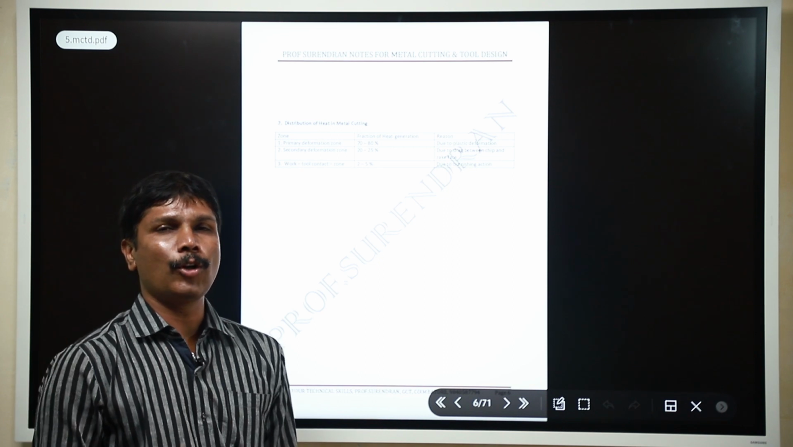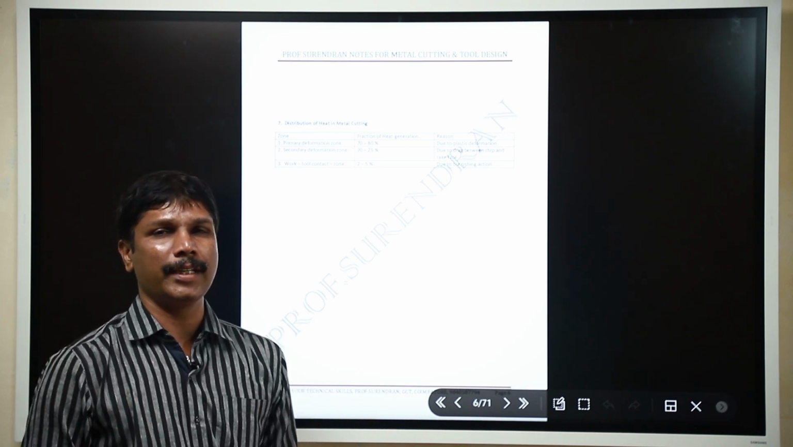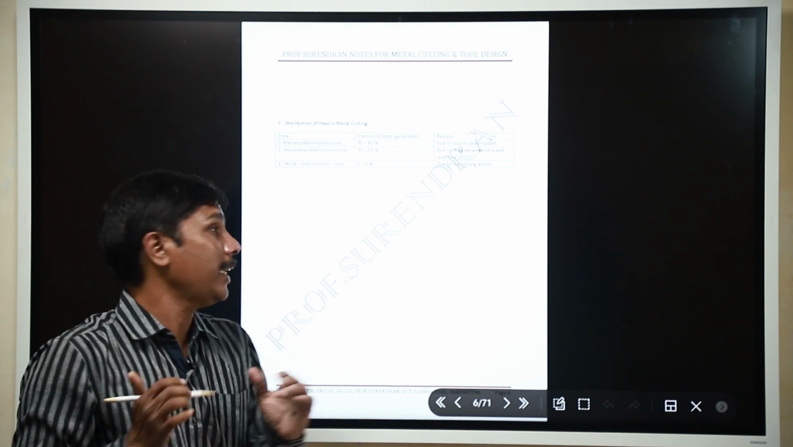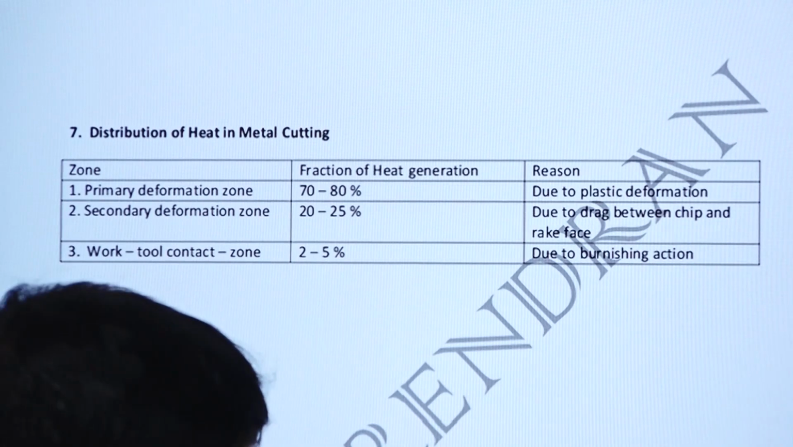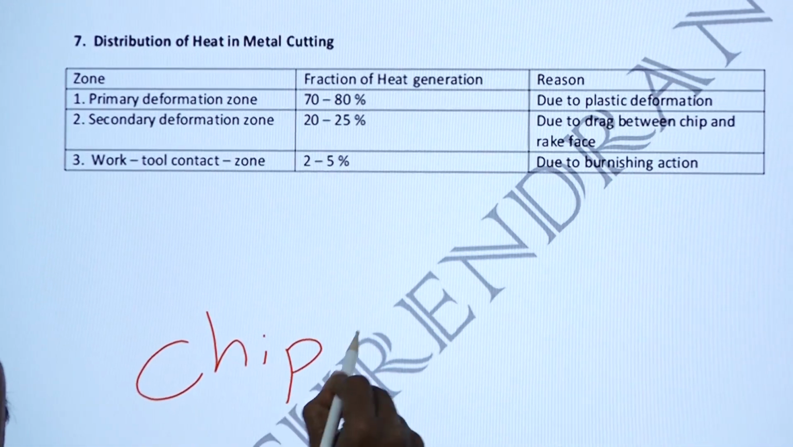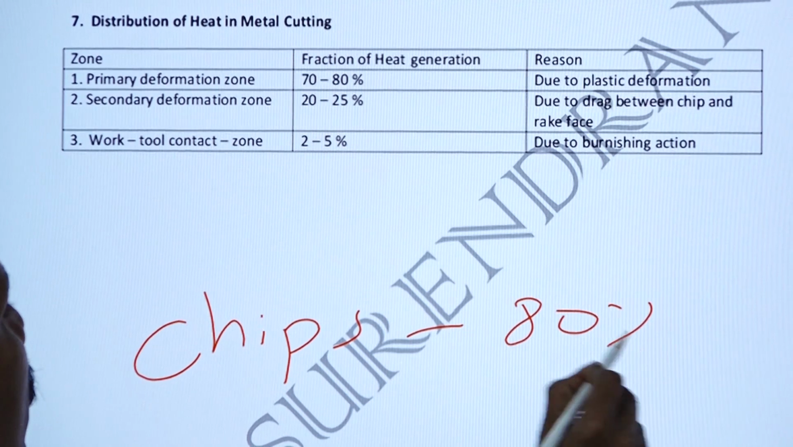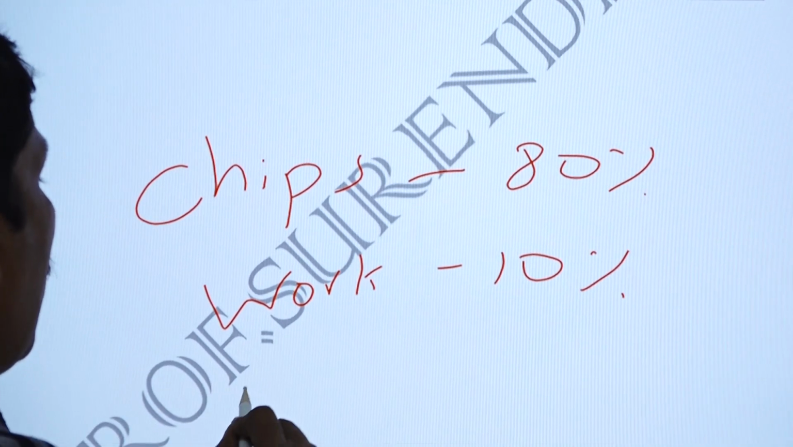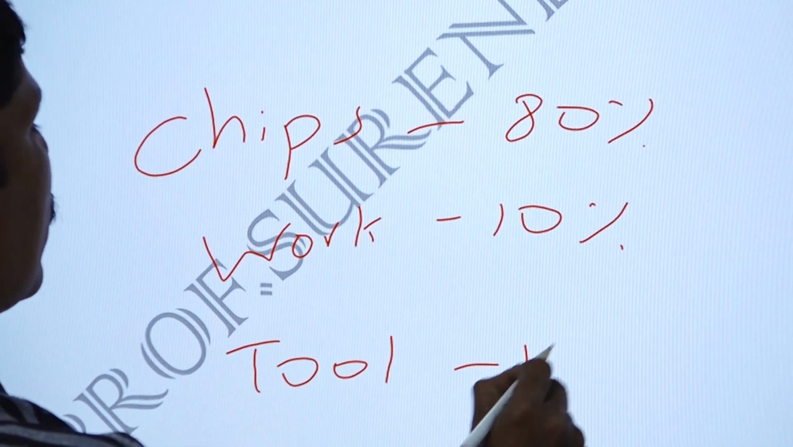Next we are going to discuss heat distribution in metal cutting. What is the amount of heat taken by each one? Chips take 80%, the work takes 10% and the tool takes another 10%.